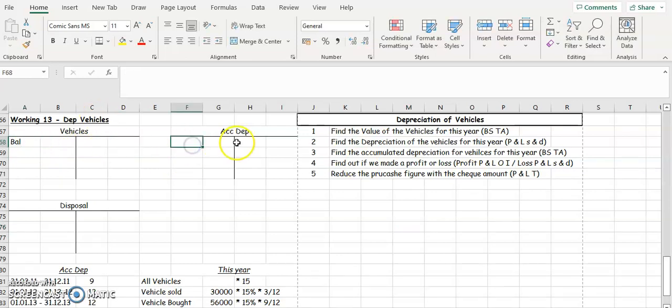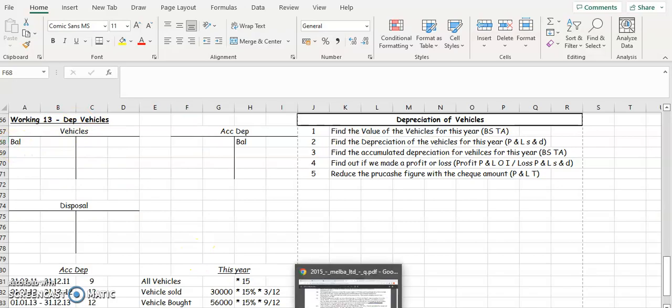So first thing we need to do, we need to find out what is the balance for our vehicles and find out what is the balance for our cumulative depreciation. Remember, vehicles are an asset, so to increase it goes on the debit side. To decrease it goes on the credit side. And your cumulative depreciation, your opening balance will be on the credit side, and to decrease it goes on the debit side.